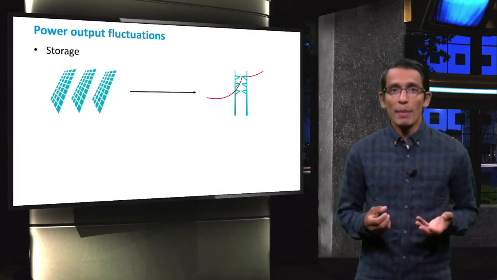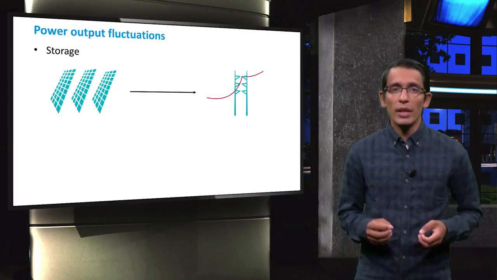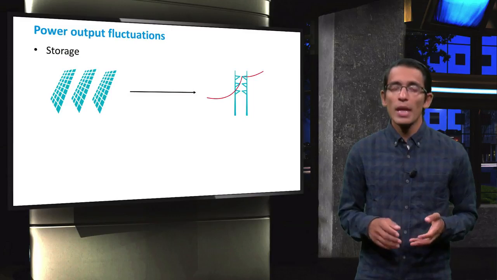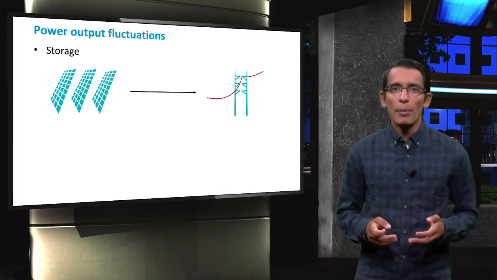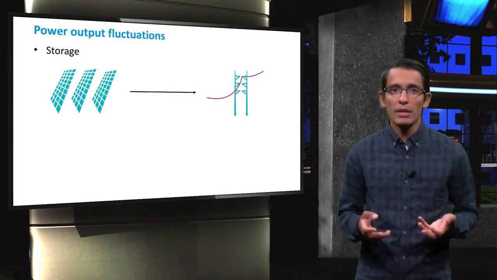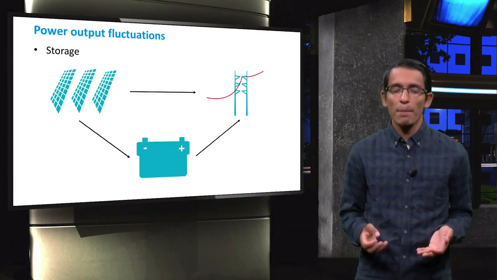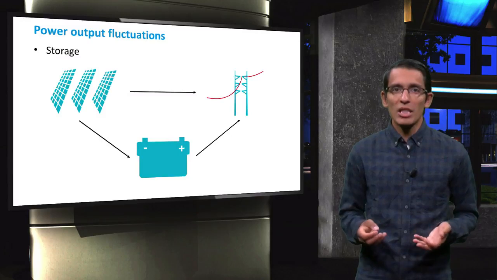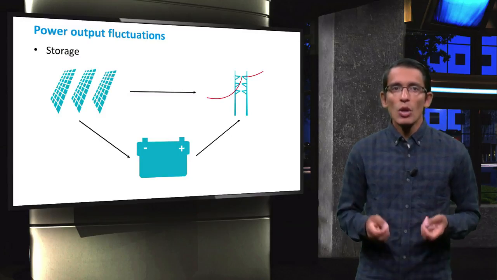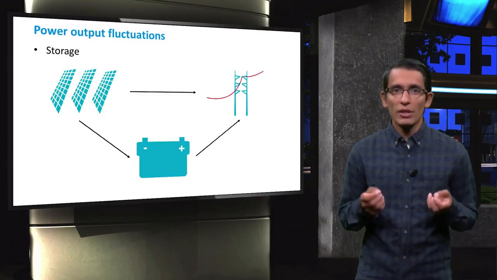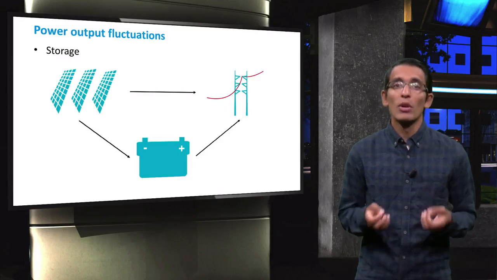Another way of coping with power fluctuations is the installation of storage facilities. In this case, when the power output of the PV system is higher than the demand, the excess can be stored and then reused when necessary. Battery systems are characterized by very fast response time. With the dropping price of lithium-ion technology, this solution is becoming more and more tenable.